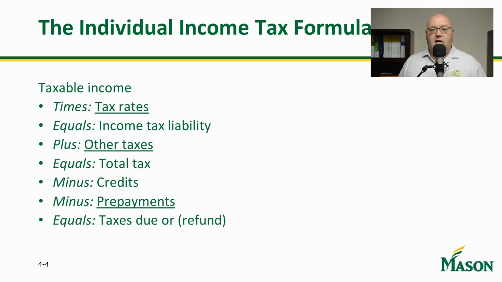Then you're going to subtract out prepayments. So for example, income tax withholding on your W-2s, income tax withholding on any 1099s that you've got, and then also any type of estimated payments that we recommend to you. And that's going to equal taxes due, or if prepayments are greater than the total tax after credits, you might be getting a refund. And obviously that's what everybody hopes. They hope they get a refund.